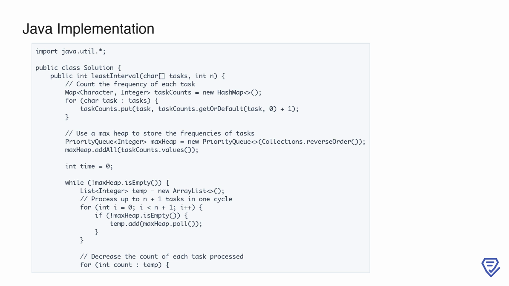Now, we enter a while loop that continues until the heap is empty. Inside the loop, we use a temporary list to store the frequencies of tasks being processed in the current cycle. For each cycle, we attempt to process up to n+1 tasks, either by pulling tasks from the heap or moving forward if the heap is empty, as shown in the for loop.